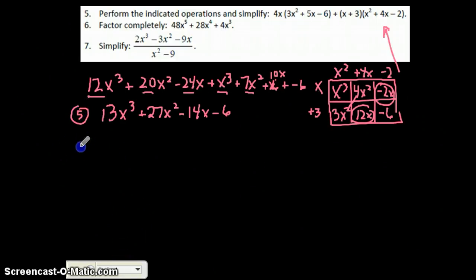Question 6. Factor completely. Well, I better just take a moment and copy the problem.